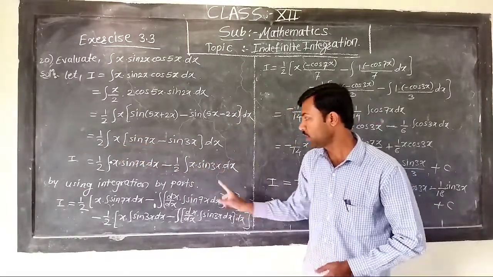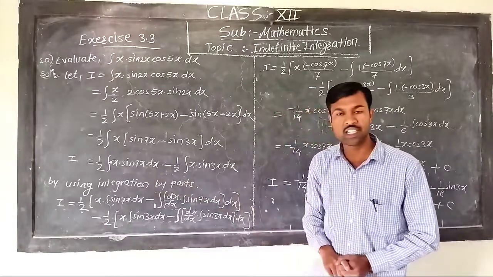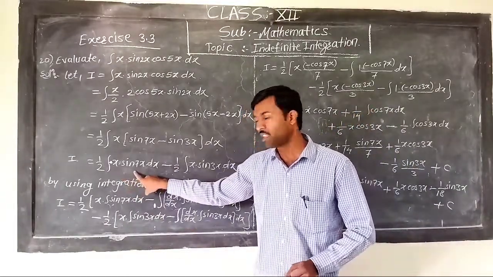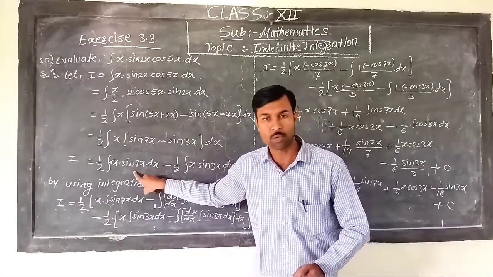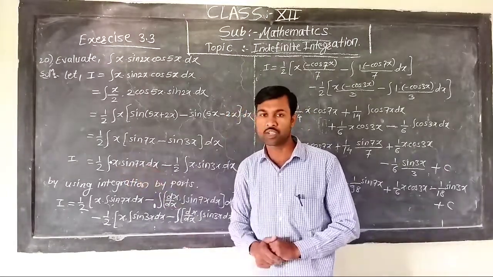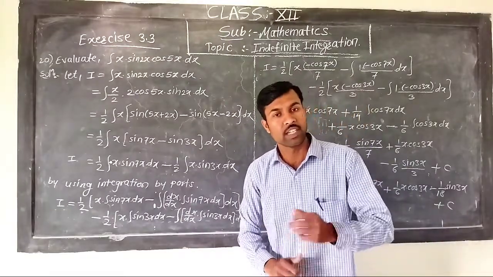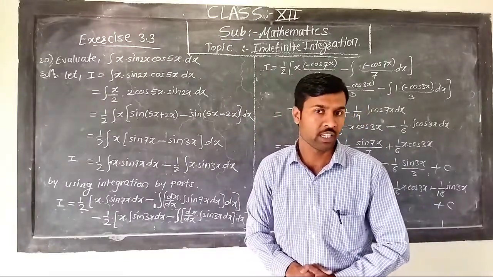Now friends, if we observe both these terms, we will observe that there is a product of 2 different terms, that is first one is x and the second one is sin 7x. It means that the product of algebraic and trigonometric function, and when there is a product of 2 different functions, we have to use integration by parts for taking integration.